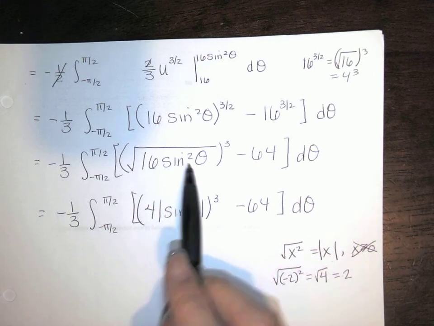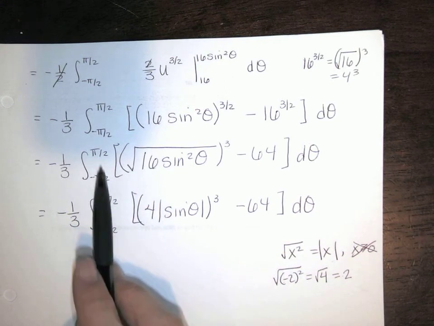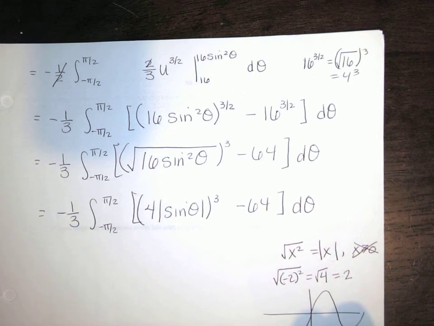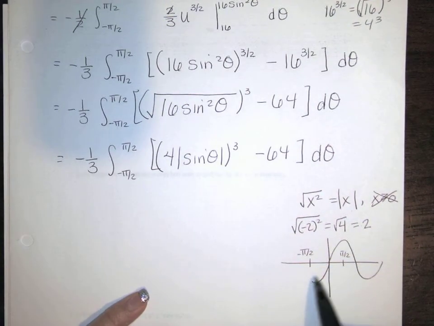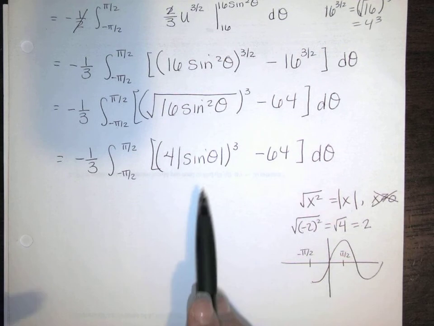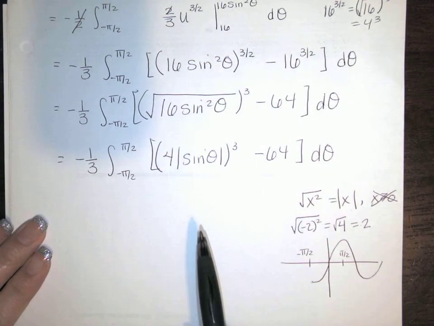And sine happens to be negative a little bit on this interval from negative pi over 2 to pi over 2. Sine looks like this. Sine is negative over here. So I have to be careful. I might end up with something like a 0 volume when I don't get a 0 volume, because the square root of this is going to give me the absolute value of that.